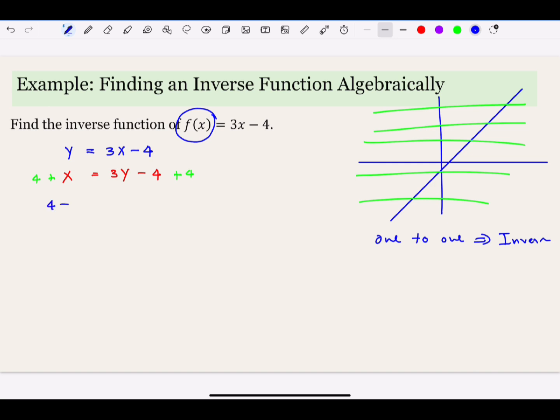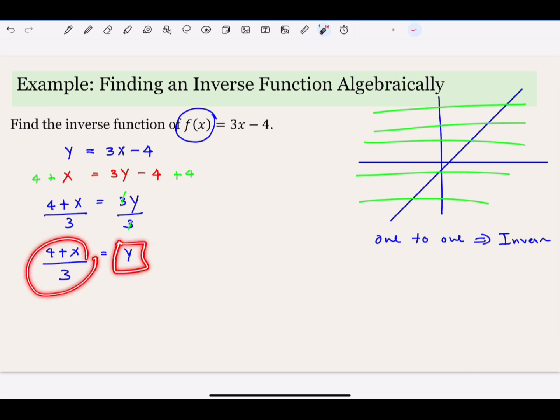Then you will get 4 plus x on this side. On the other side, the negative 4 and the positive 4 will cancel out, so you will have only 3y. Now I have one term on this side, but still there's a coefficient. To get rid of that coefficient, I'm going to divide both sides by 3. The 3's will go away and you will have y equals (4 plus x) over 3. Now y is isolated on one side of the equation, and we don't have y on the other side, which means we are at the final stage.